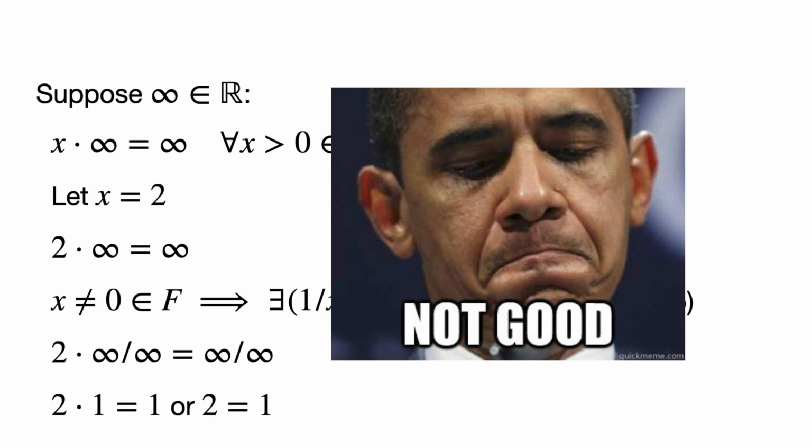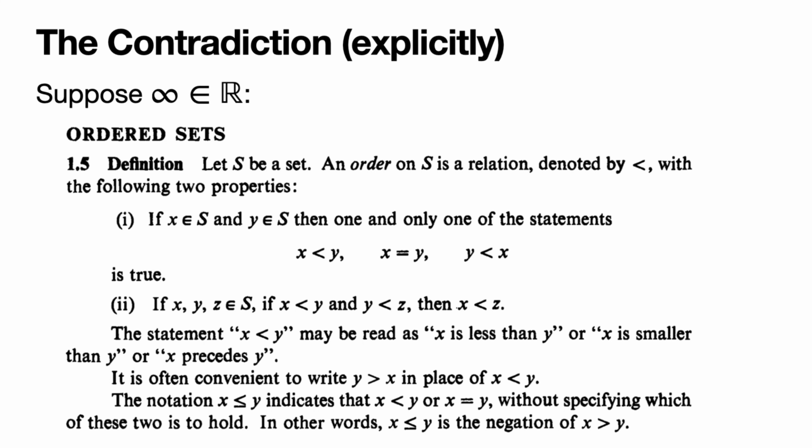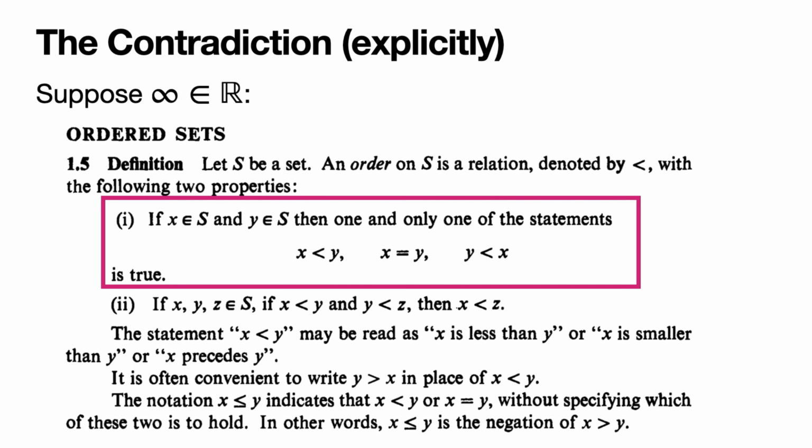And this is really not good because it ends up violating our ordering that we had on the set, and you can let x be something else, let x equals 3, you get the same result. It actually works for any number. What we do by letting infinity into our set is we destroy the assumed ordering we had. And this contradiction comes from the fact that the order that we have states that one and only one of these statements is true. x is either strictly less than y, x is equal to y, or x is strictly greater than y.